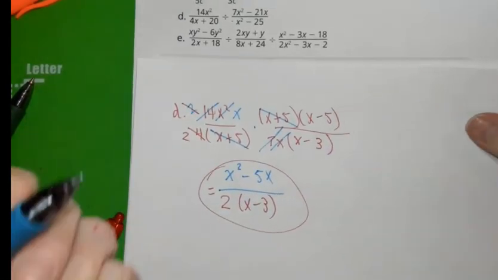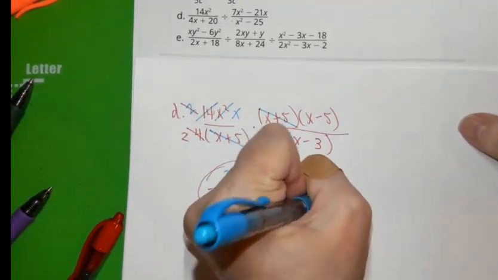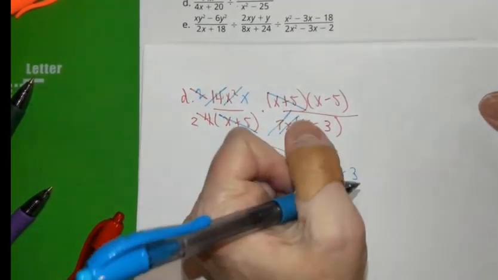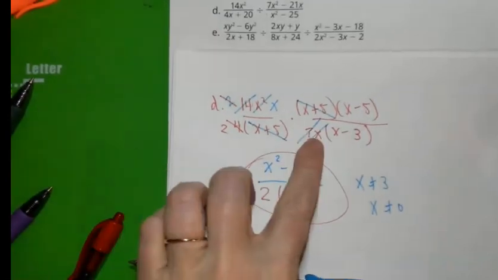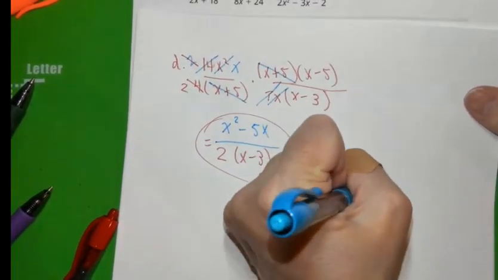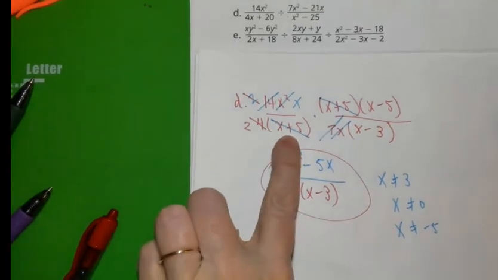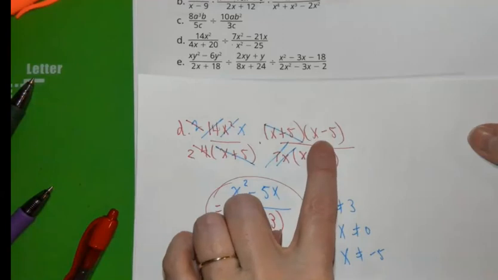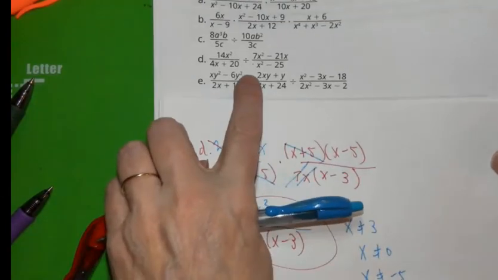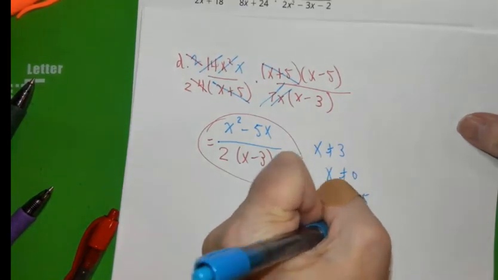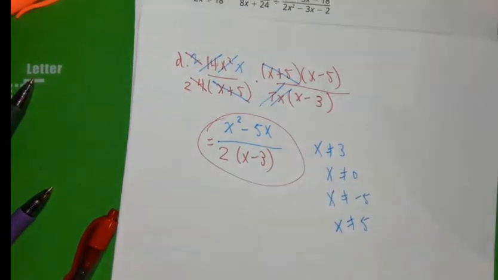And then my restrictions are x cannot equal 3 because of that. x cannot equal 0 because of that. x cannot equal negative 5 because of this one. And x cannot equal positive 5 because this originally was in the denominator, this x squared minus 25. So I cannot have a positive 5 either. So those are my 4 restrictions on the variable.